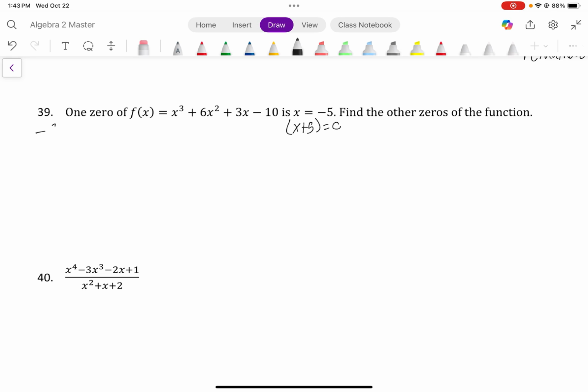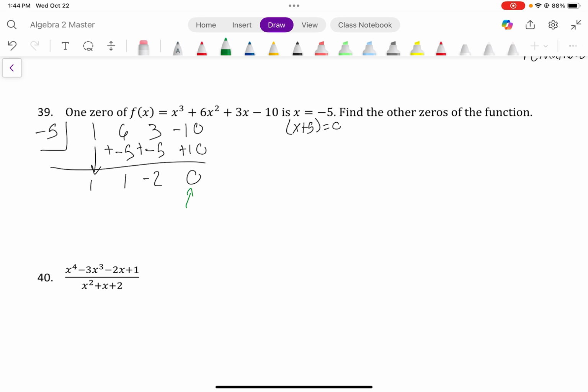For my synthetic division, I'm going to put a -5 in the window, so that's what x equals. And then I'm going to have 1, 6, 3, -10. Bring down my 1. -5 times 1 is -5. Add to get a 1 again. So repeat. When I add here, now I get a -2. -5 times -2 is a +10, which gives me a 0. Fantastic. This is my remainder.